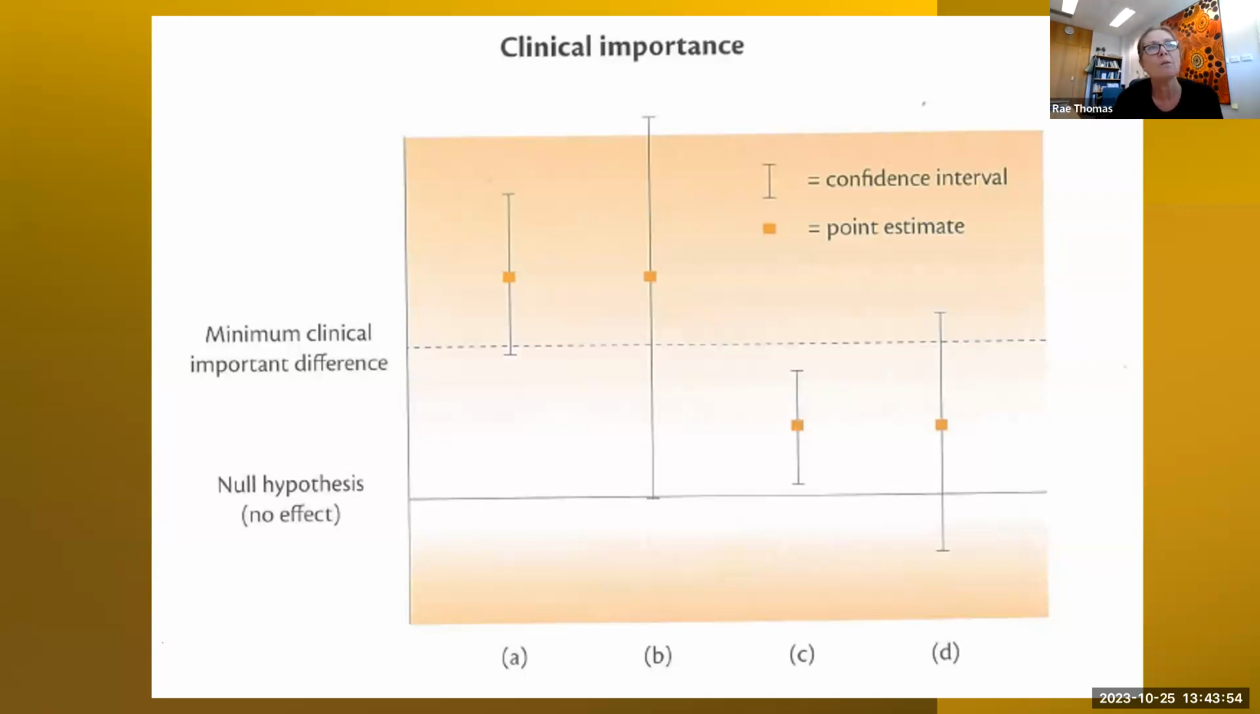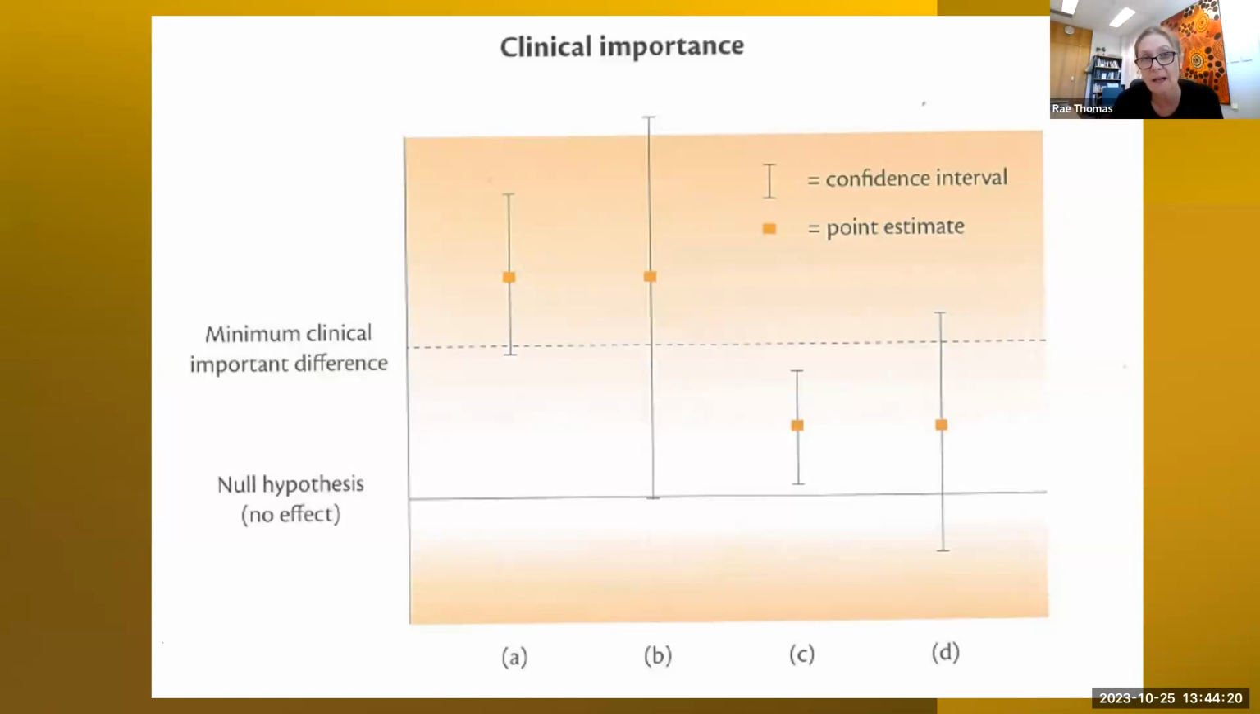Now, remember that we need to think about not only statistical significance, but clinical importance, right? So in this group here, A, B, C, and D, there is a study that says it is statistically significant, but it is not clinically important. Can you tell which one it is? Is it C? It is C.